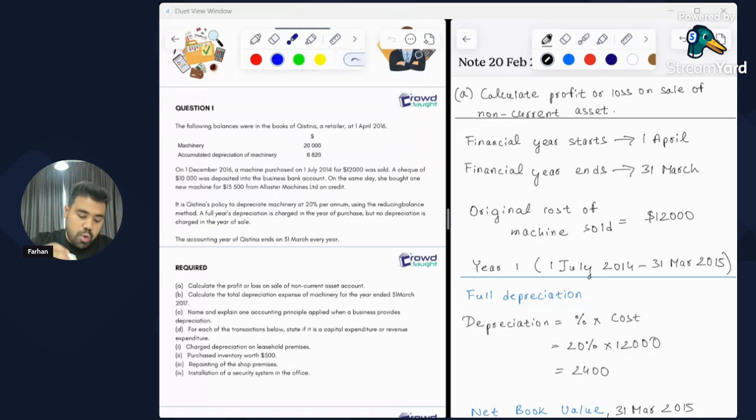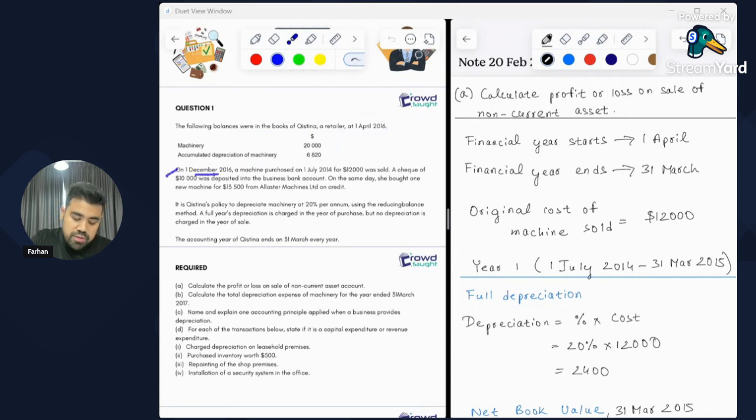Alright, so let's start with the question. The following balances were in the books of Christina, a retailer at 1 April 2016. So you can see that we are given the original cost of the machinery, which is $20,000, and the accumulated depreciation of machinery, which is $6,820. Both of these balances are at 1 April 2016.